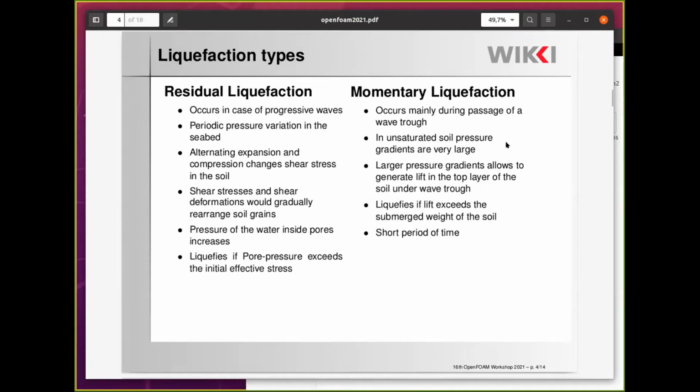When you look into momentary liquefaction, this occurs mainly during the passage of a wave trough in unsaturated soil. The pressure gradients are really large. These larger pressure gradients generate lift in the top layer of the soil under the wave trough. Momentary liquefaction occurs if this lift exceeds the submerged weight of soil, and this liquefaction occurs only for a short period of time.